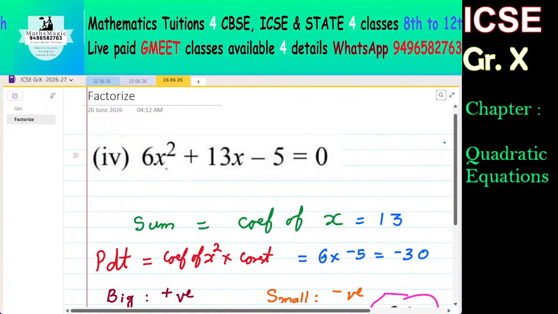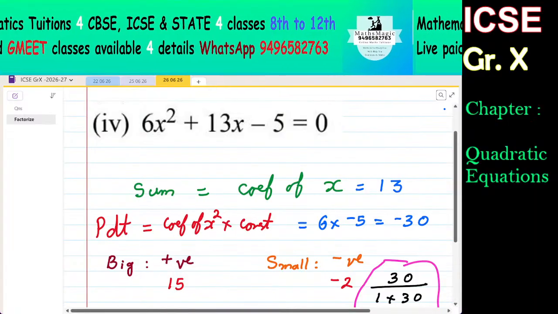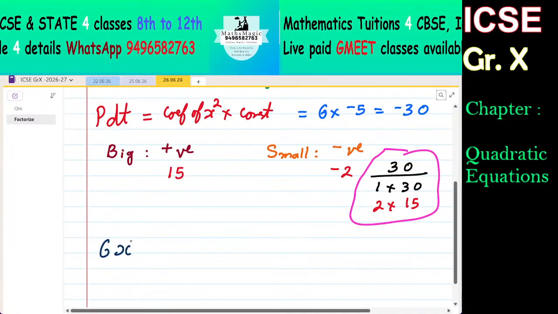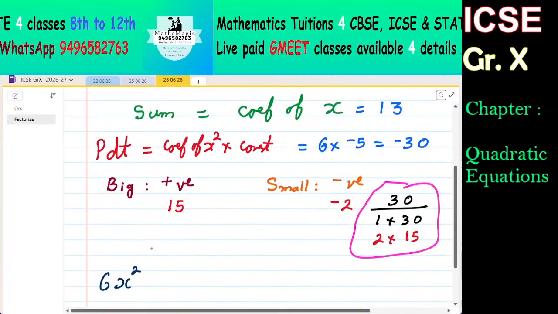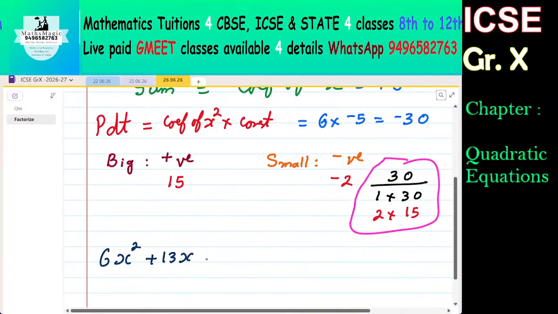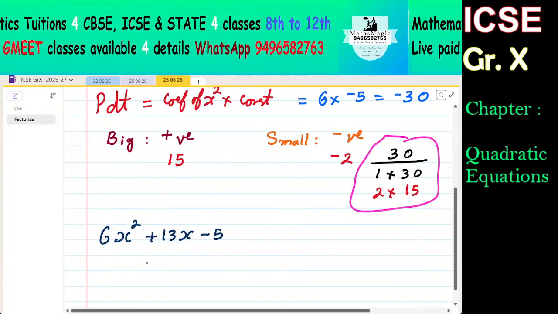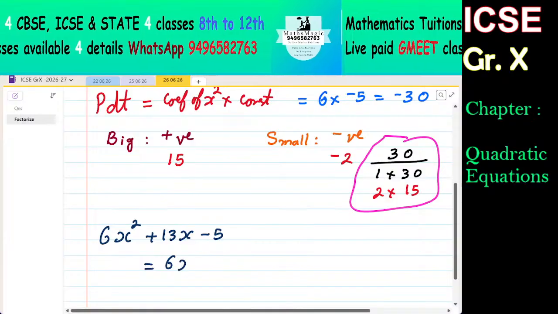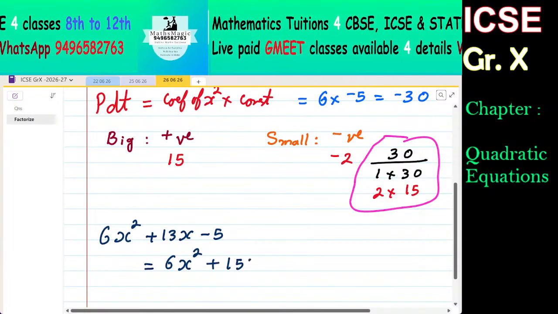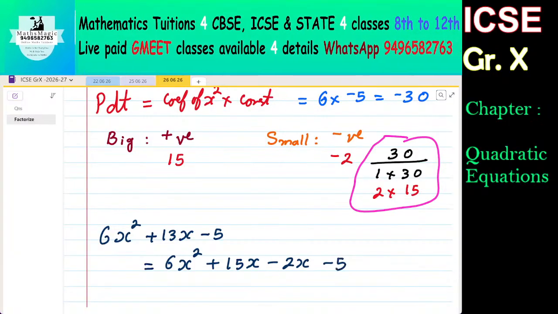So 6x squared plus 13x minus 5 will be rewritten as 6x squared plus 15x minus 2x minus 5.